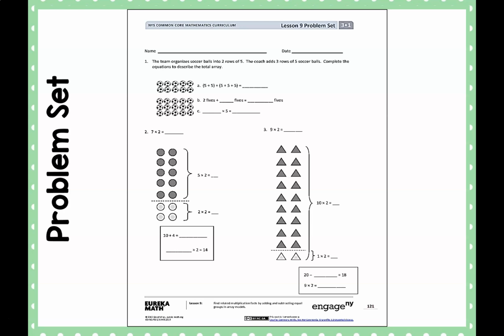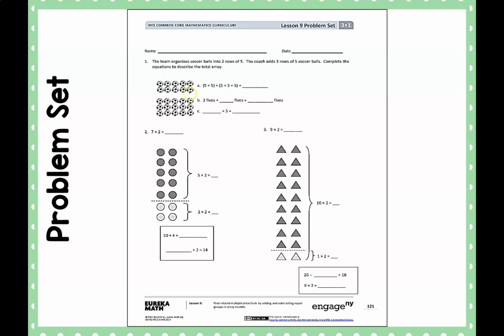All right, so now we're going to go ahead and move on to our problem set. So let's look at number 1. It says, the team organizes soccer balls into 2 rows of 5. The coach adds 3 rows of 5 soccer balls. Complete the equations to describe the total array.